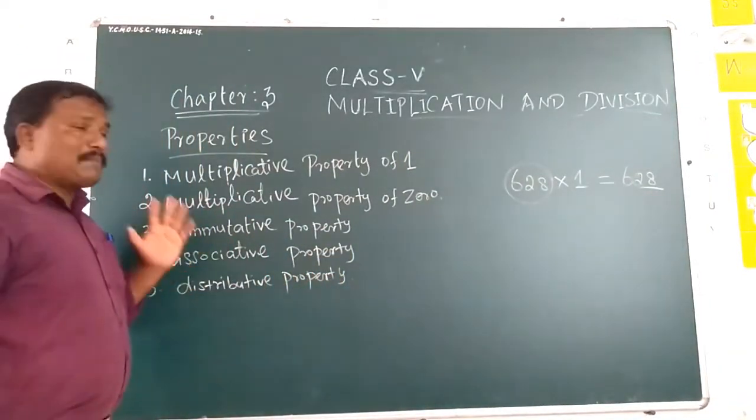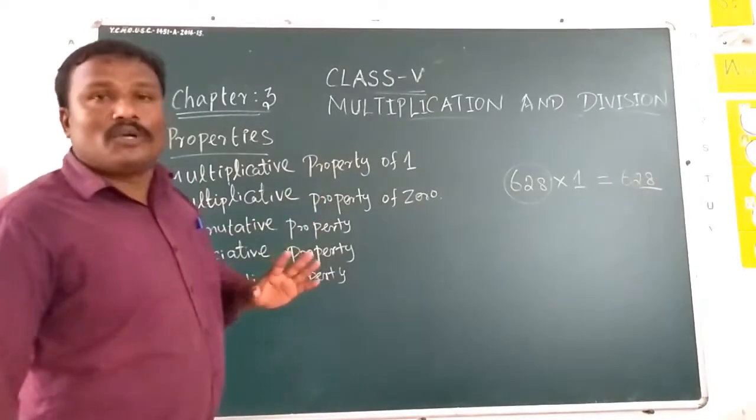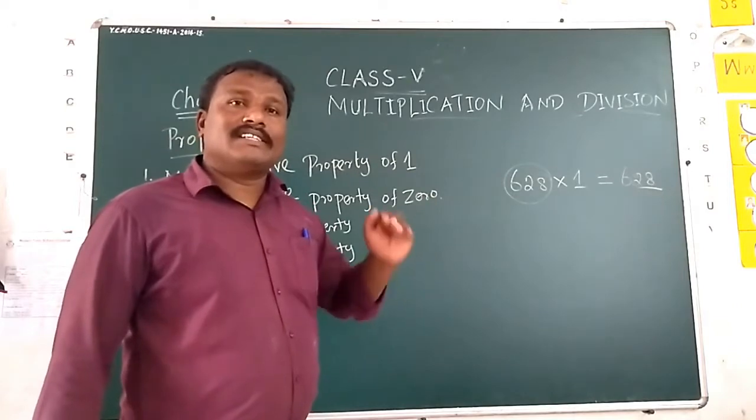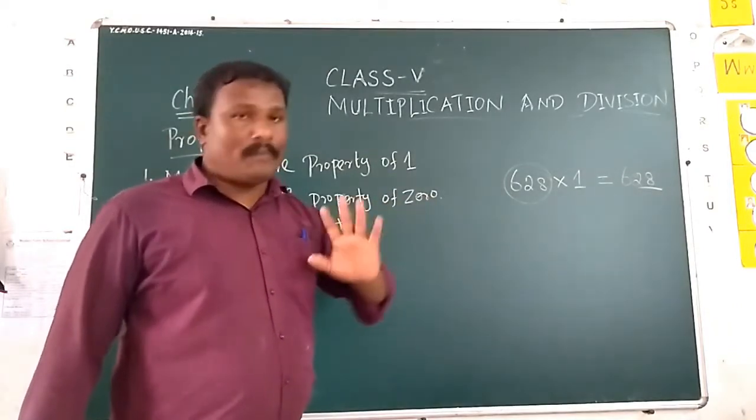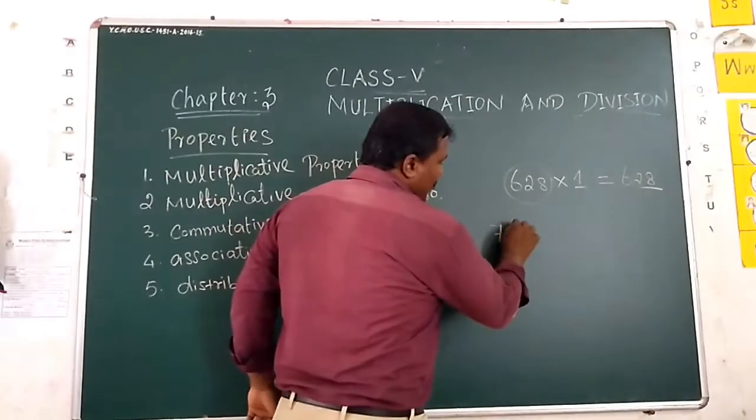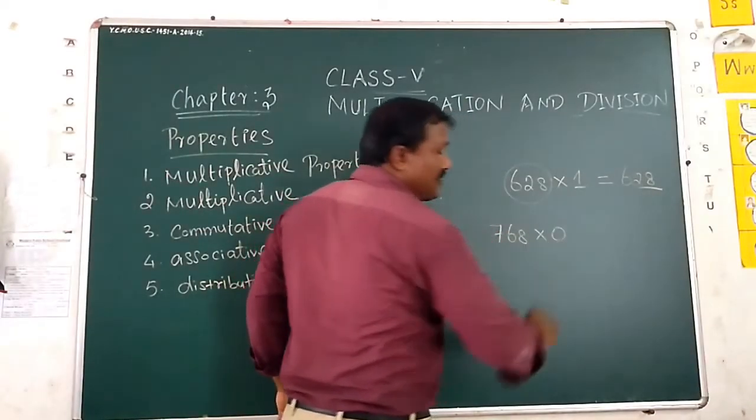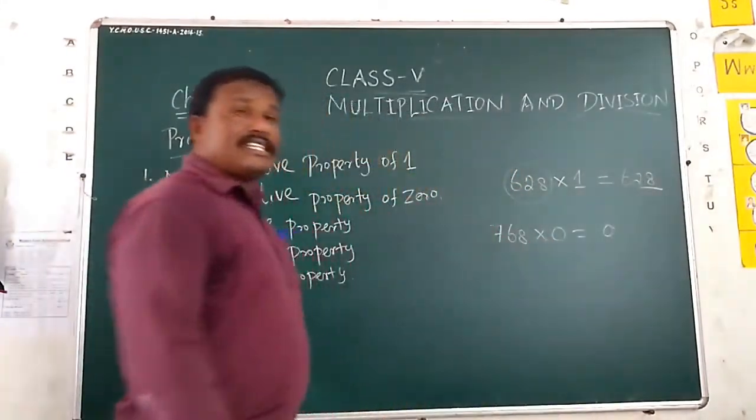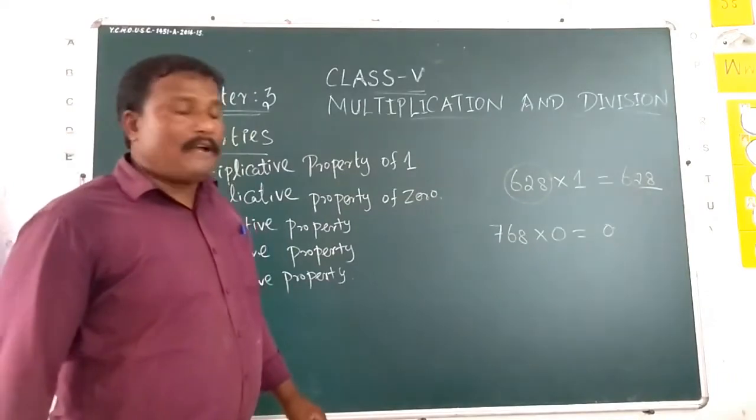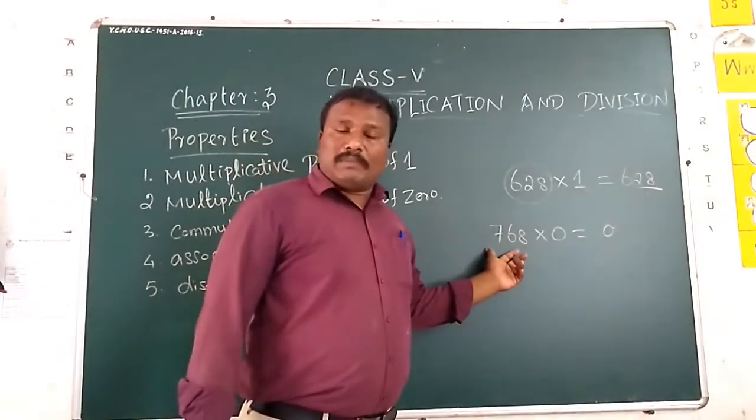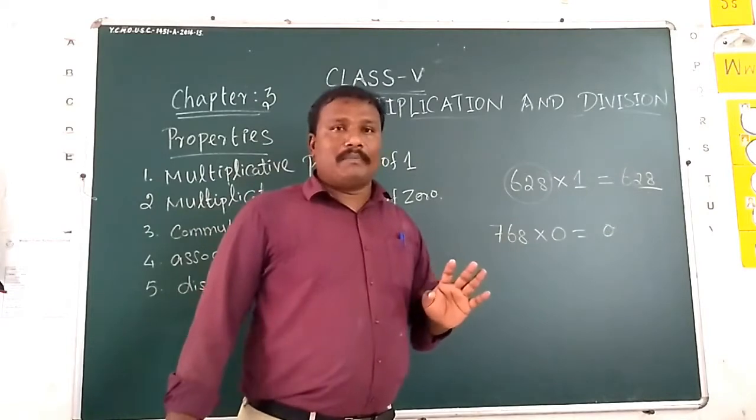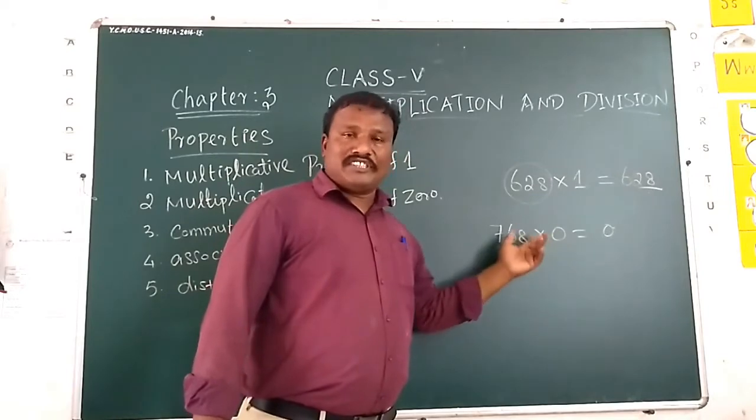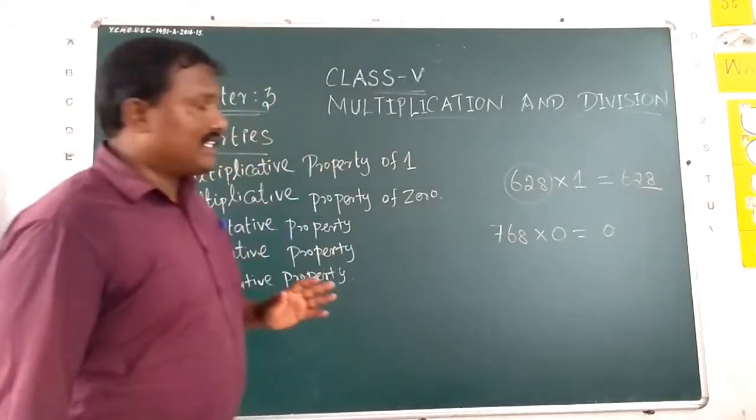The second property, the multiplicative property of 0. It means when a number is multiplied by 0, the result is 0. Example, 768 multiplied by 0, the result is 0 only. This is the second property of multiplication. It's very important. When you do your multiplication sum, if you multiply by 0, the result is 0 only.